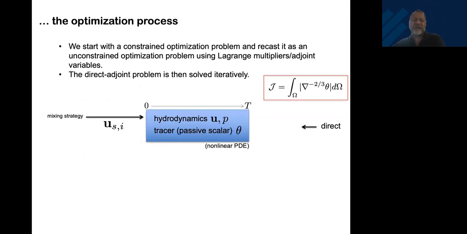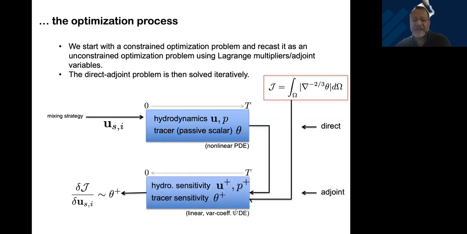So we get the first governing equations. That's the one we already had in the beginning. Okay, that's the hydrodynamics and the tracer, the passive scalar. That's the nonlinear Navier-Stokes equations for each one. We solve that forward in time over our time horizon from 0 to capital T. Okay. The second equation that we get out of this optimization problem is the adjoint equation. That one is governing the Lagrange multipliers, which are sensitivities. So we get one equation for the hydrodynamic sensitivity and one for the tracer sensitivity.